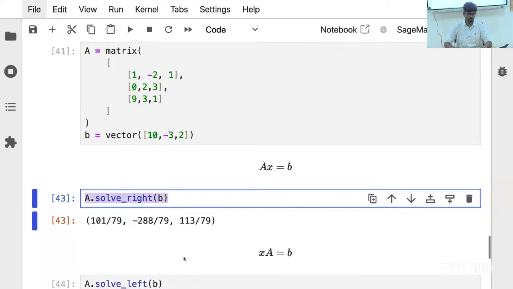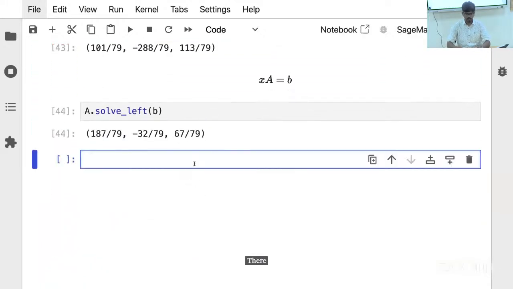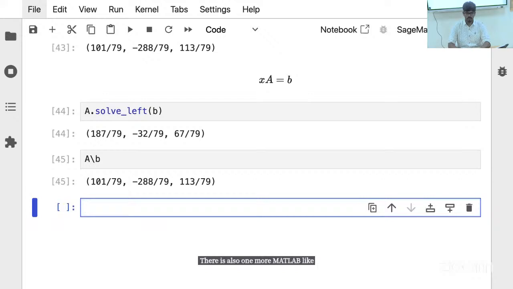Yeah. There is also one more MATLAB-like way of solving it. You just give A, then the backslash, and then B. In MATLAB we do it. So there are 3 ways of doing the same. There is one more way of doing it using RREF or REF.